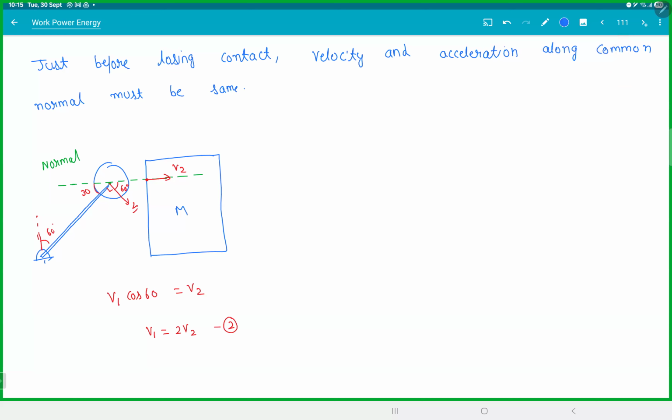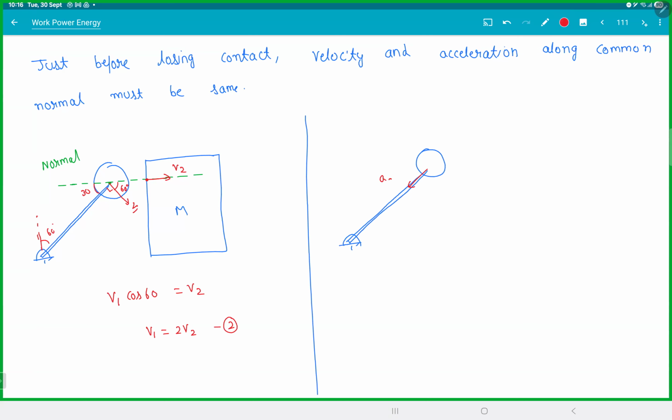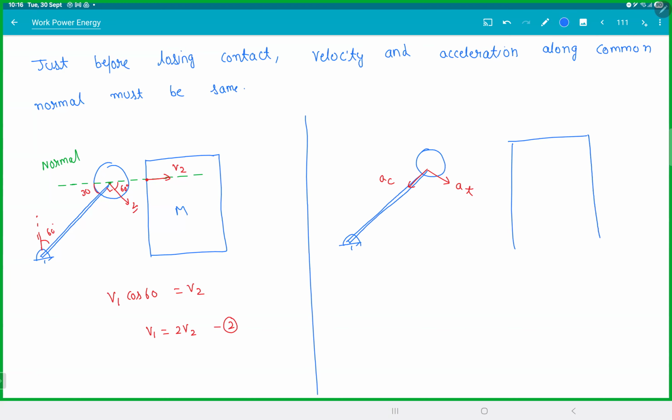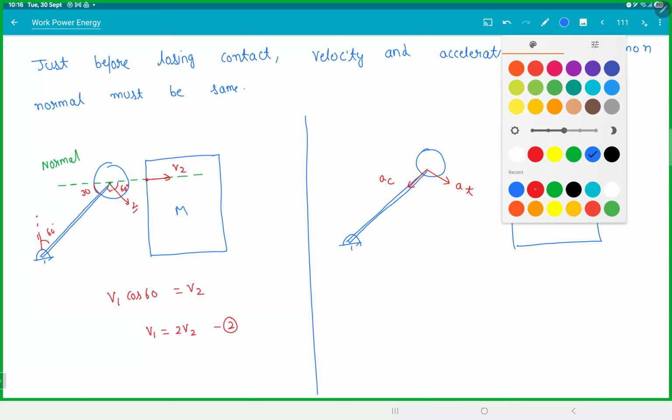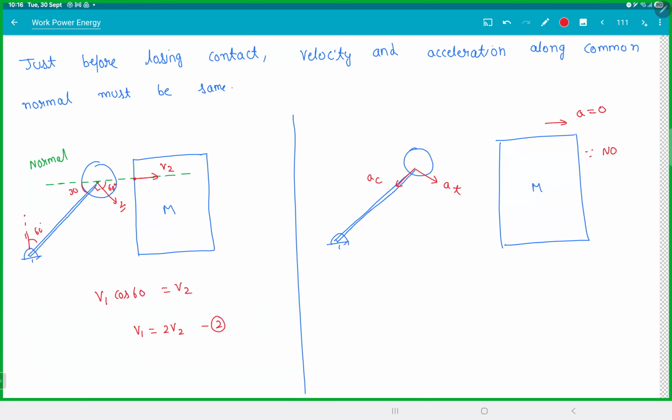People get this part also. Second part, the acceleration part, now most people don't realize. When you look at this sphere, how many accelerations does this thing have? This sphere actually has two accelerations: a centripetal acceleration and a tangential acceleration. And just before losing contact, the block has zero acceleration because there's no horizontal force, it lost contact. So after losing contact, the block will keep going with constant velocity. No horizontal force since it lost contact.